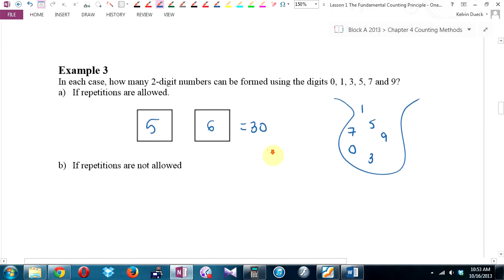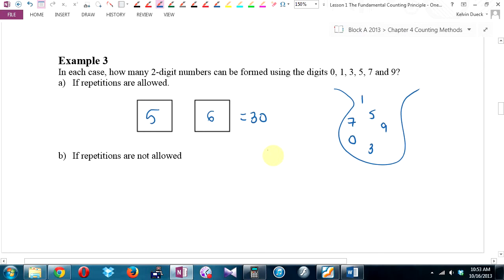What if repetitions are not allowed? What kind of numbers are we forming? How many digit numbers? This is the first time I haven't drawn the blanks for you. First thing you should do is draw 2 blanks. Your question's no longer blank, no pun intended. You feel better. This is going to be my strategy. All right.